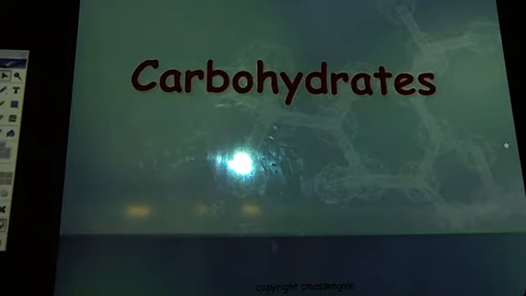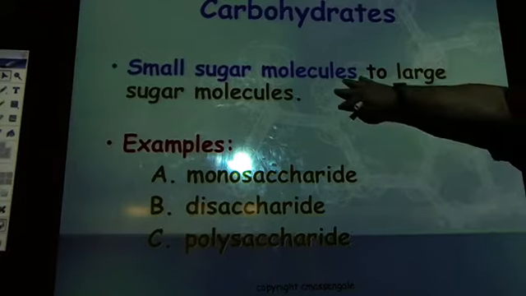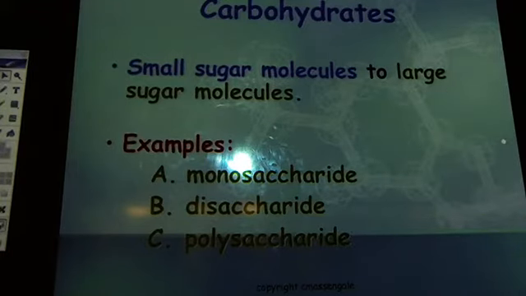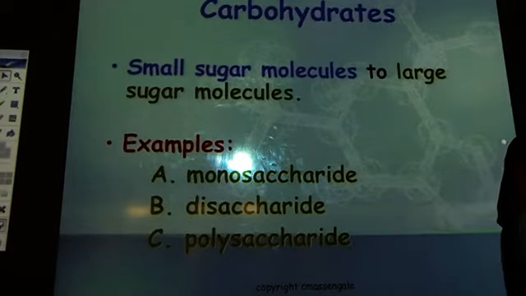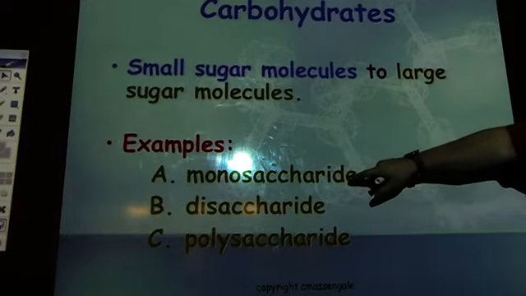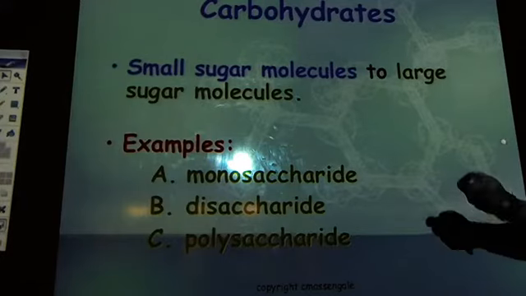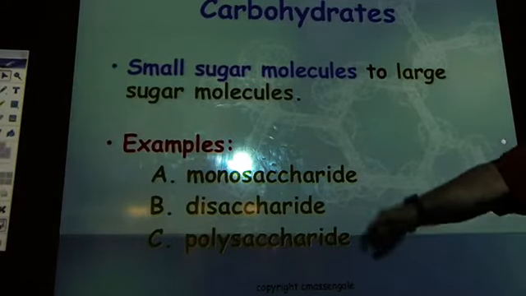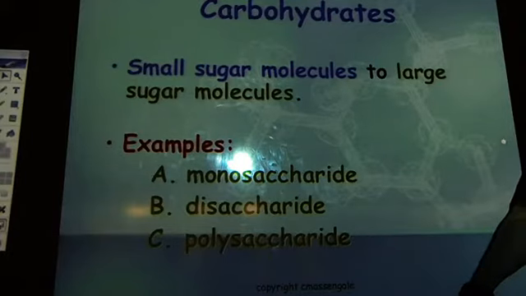Alright, carbohydrates. Carbohydrates can be small sugar molecules up to large sugar molecules. That just means that it can be monomers or it can be polymers. Here are some examples. These are just generic names. What does mono stand for? One. Remember, a monomer was just that one building block. What's a disaccharide? Two. And polysaccharide? Many.